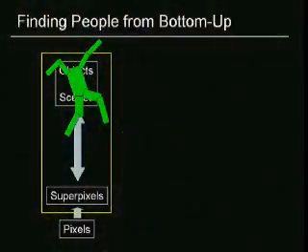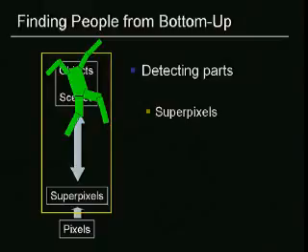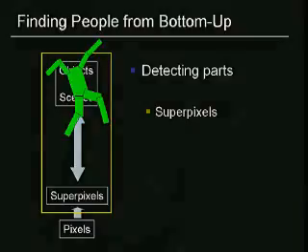How can we find people from bottom up? People, we see as a collection of body parts. You have the torso and the limbs. So first we could detect candidate parts from the image. This is the bottom up part. You detect candidates, and then you try to assemble them together.